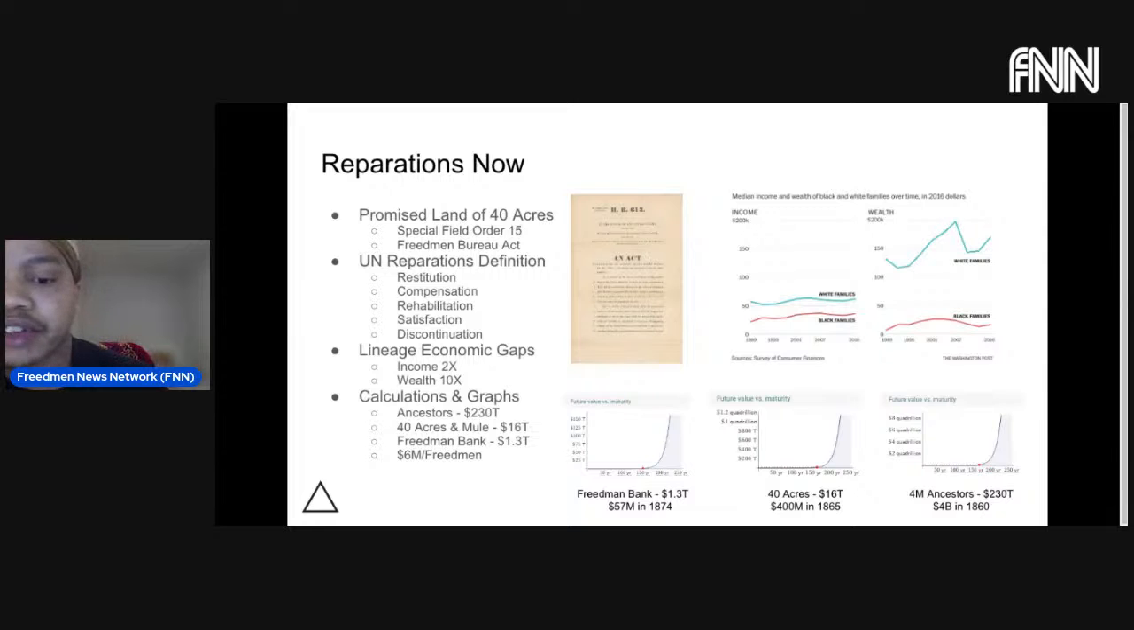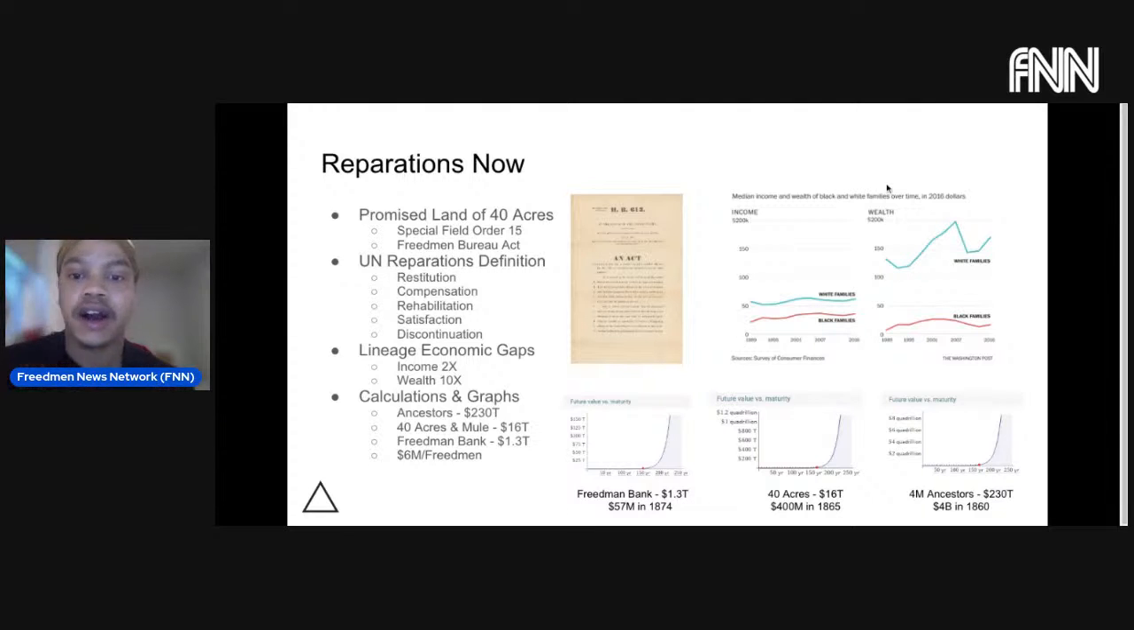The 40 acres and a mule, worth 400 million in 1865 at 7% interest, is worth 16 trillion today. And then the Freedmen's Bank, 100,000 of our ancestors saved up $57 million in 1874, which in today's dollars at 7% interest is $1.3 trillion.